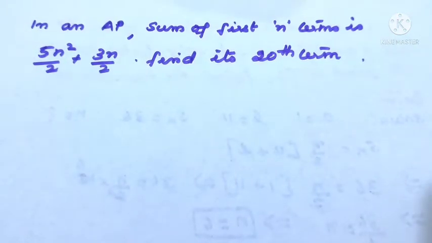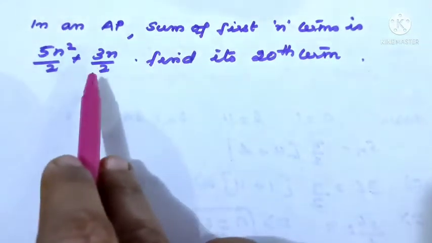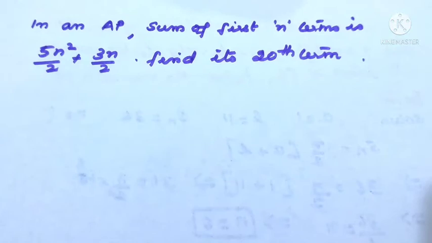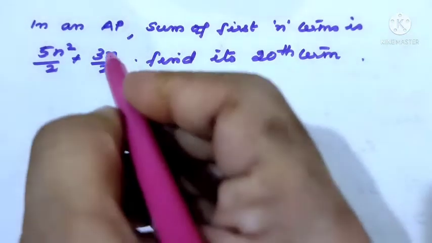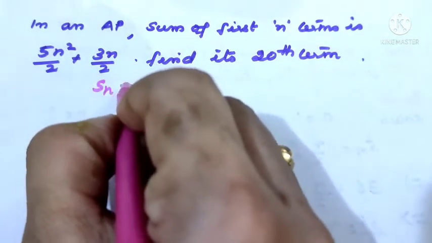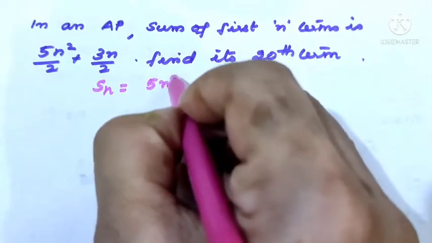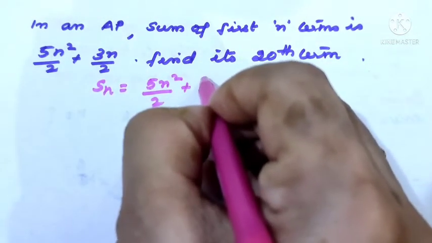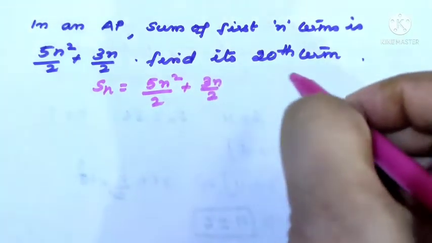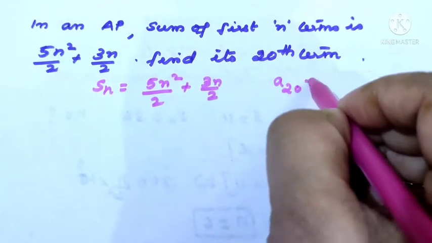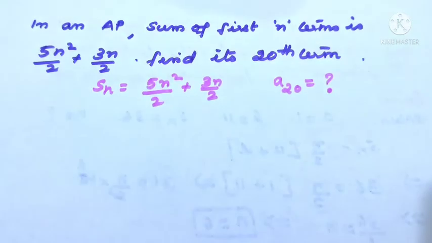In an AP, the sum of first n terms is 5n square by 2 plus 3n by 2. Find its 20th term. So Sn is given. They have asked a term only, the 20th term. That is, for this particular question, Sn is given by 5n square by 2 plus 3n by 2. Right. Next, a20 is asked. Before doing this sum, we should find out one formula for this.